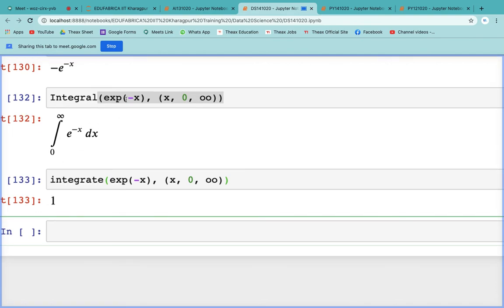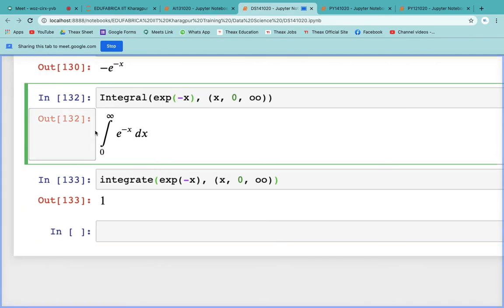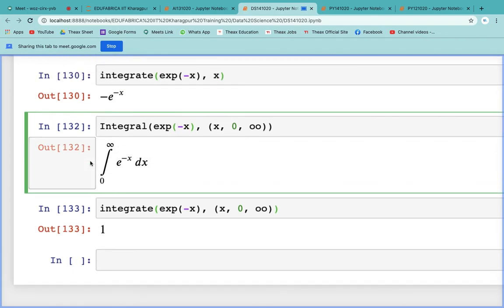So can you please zoom out? One second, yeah, sure. Here it is. Clear? Yes, sir, clear.